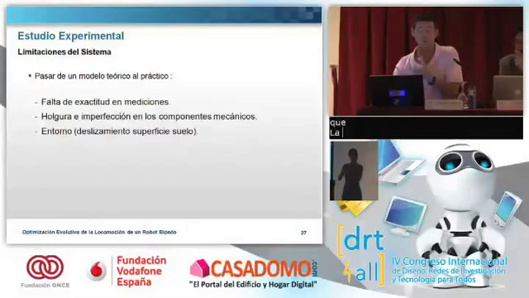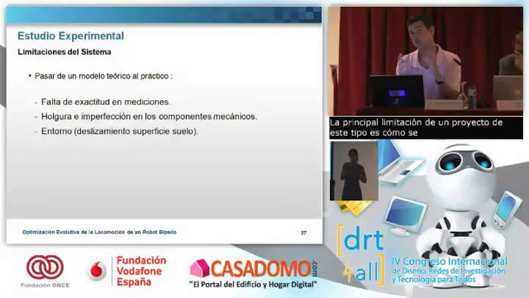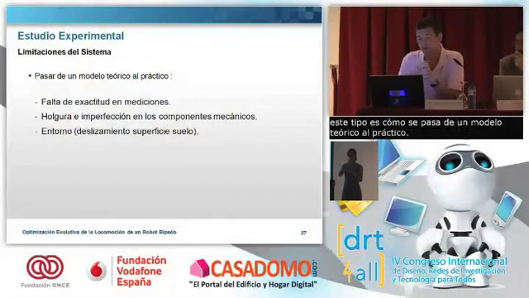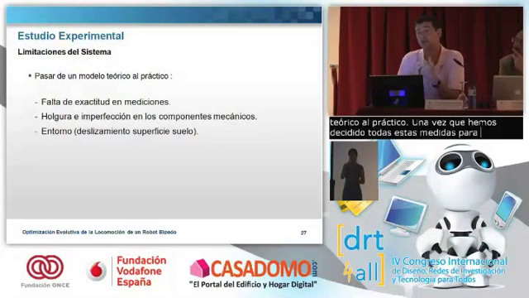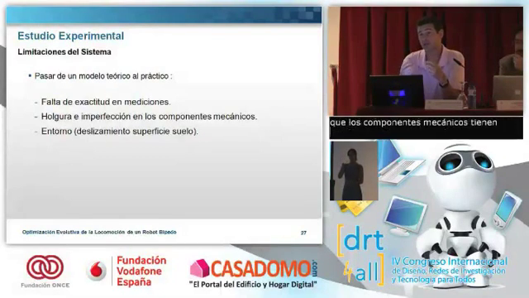The main limitation of such a project is how to move from theory to practice. Once we have decided everything, we need to see how difficult it is in practice. We realized, for instance, that the mechanical robot had some problems, some leeway.